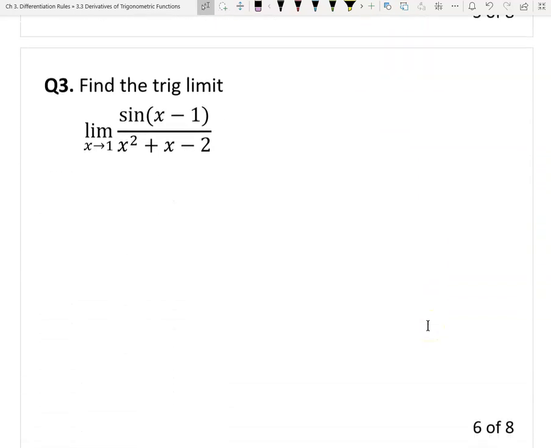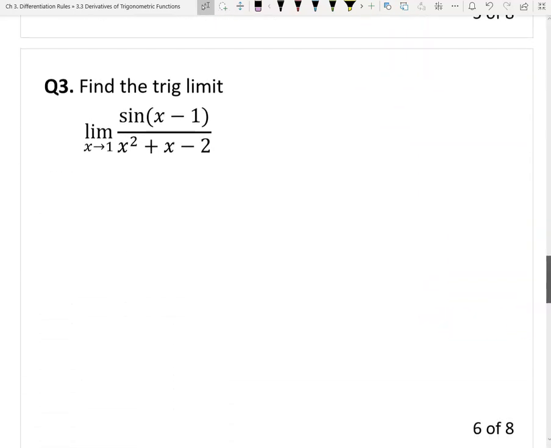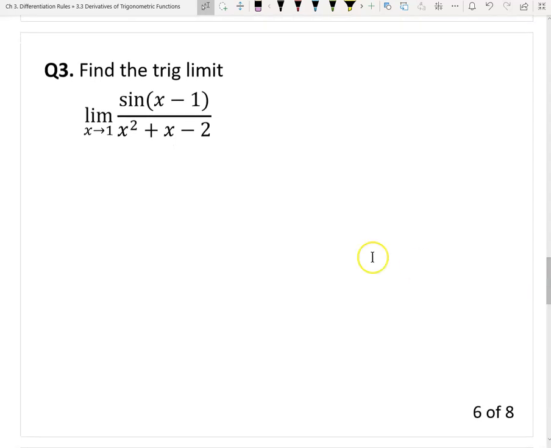Let me look at one more here. What this question asks looks very similar, but all we need to deal with is the denominator. You can see if we plug x equals 1 into the top, we get sine 0, which is 0. Plug 1 into the bottom, 1 plus 1 minus 2 is also 0. So we see here it is still 0 over 0, which means indeterminate.